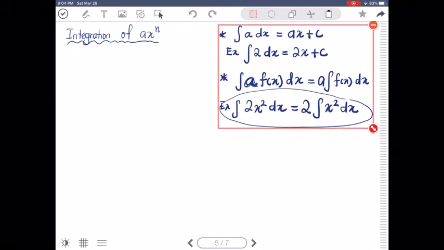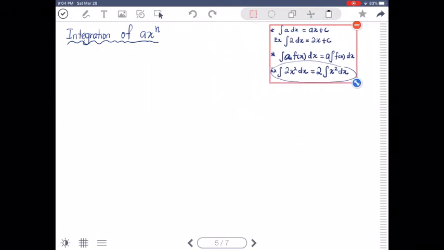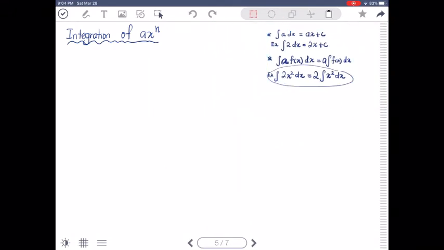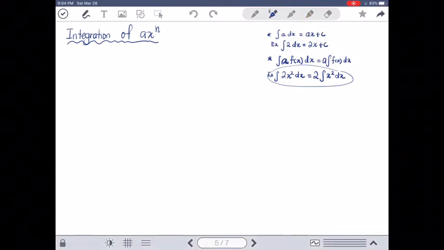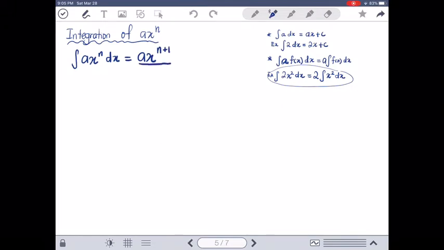Let me shrink this and put this on the side. So let's have a look at the integration of ax to the power of n. There's a formula that you need to remember. Integration of ax to the power of n with respect to x is equal to ax to the power of n plus 1 over n plus 1, plus c.